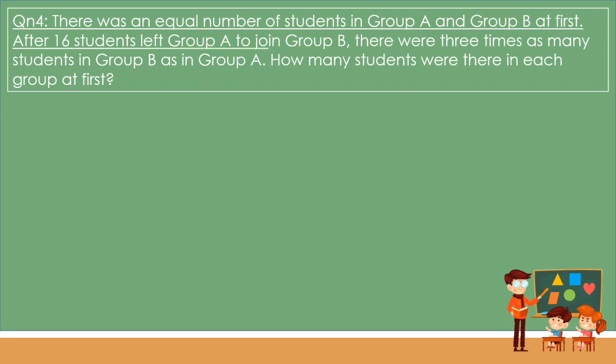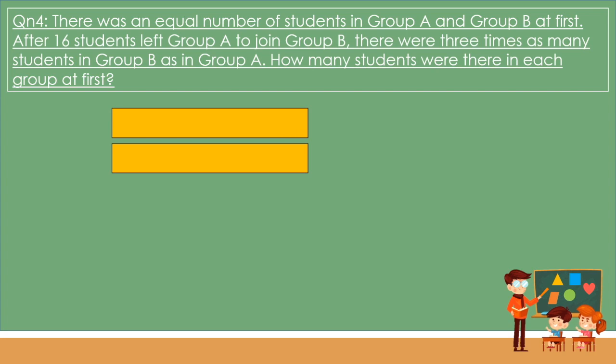There was an equal number of students in Group A and Group B at first. After 16 students left Group A to join Group B, there were 3 times as many students in Group B as in Group A. How many students were there in each group at first?